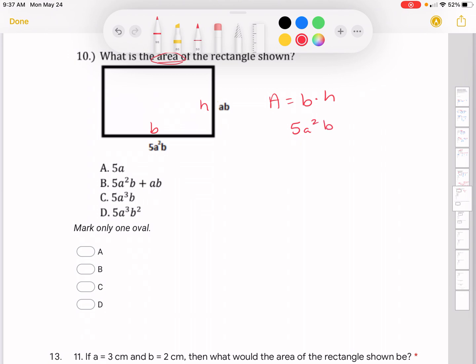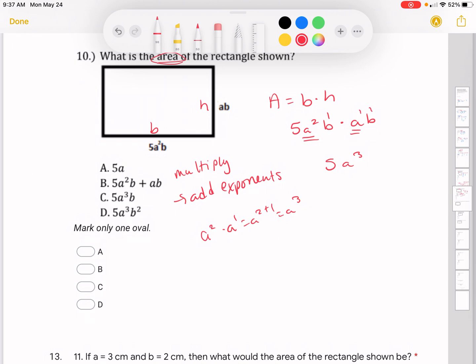So 5a squared b times ab. And here I can put imaginary ones. Remember, when you multiply, you add exponents. So this one would be 5, and then I'm going to do a squared times a to the 1. You add those, you get a cubed. And then for b to 1 times b to the 1, if you add those, you get b squared.